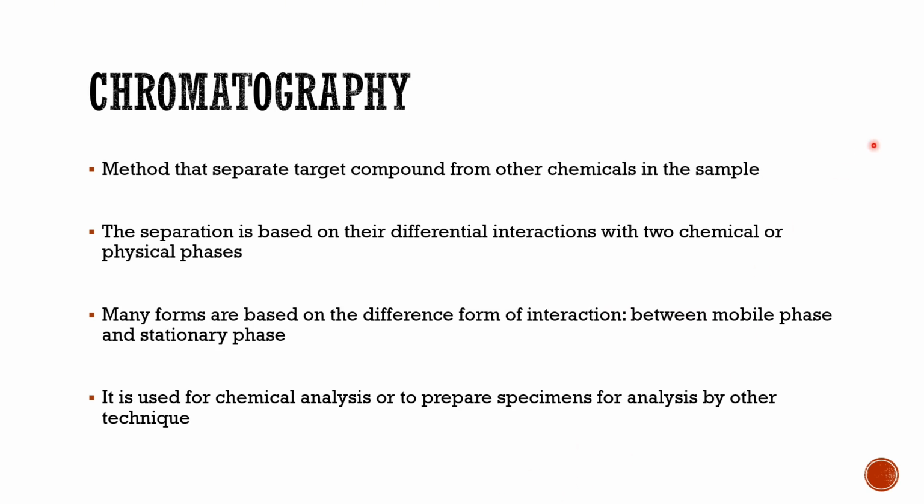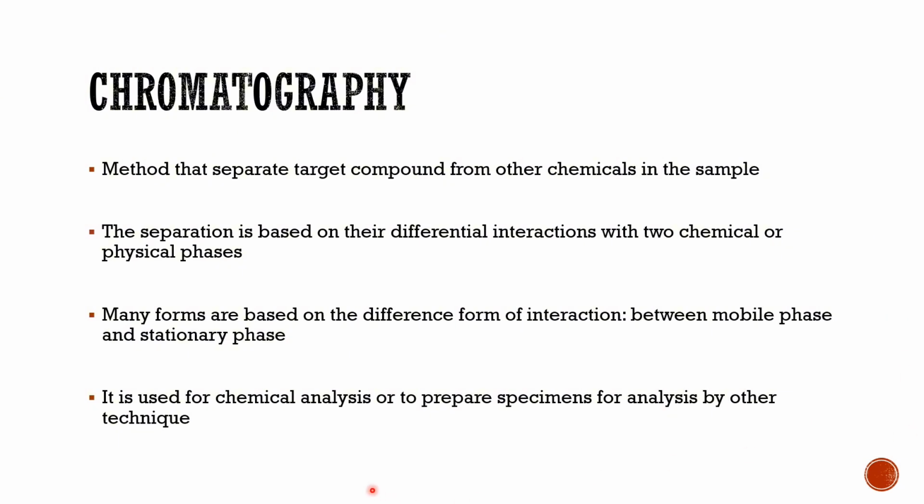So what is chromatography? Chromatography is a method that separates a target compound from other chemicals in the sample. The separation is based on differential interaction with two chemical or physical phases. There are many forms that are based on the different forms of interaction between the mobile and stationary phase. We will be discussing all the differences and all forms of chromatography in this lecture.